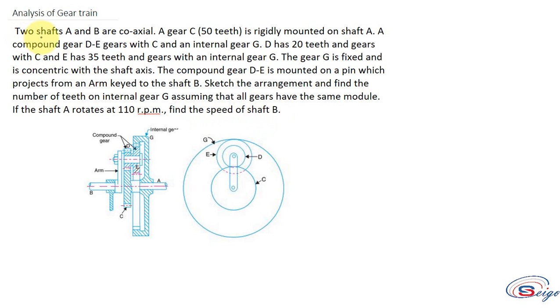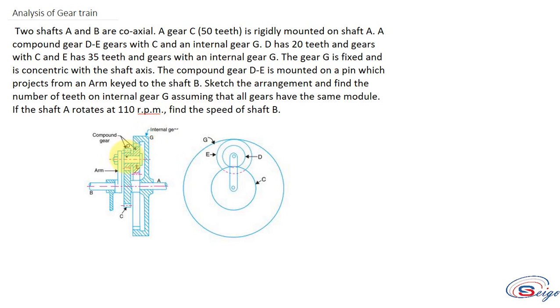So in the question, we can see that there are two shafts A and B which are coaxial. So you can see that this is the shaft A and this is the shaft B, both are coaxial. Gear C, which has 50 teeth, is rigidly mounted on the shaft A. So this is the gear C and it is rigidly mounted on this shaft A. A compound gear DE gears with C and an internal gear G. D has 20 teeth and gears with C, and E has 35 teeth and gears with an internal gear G.